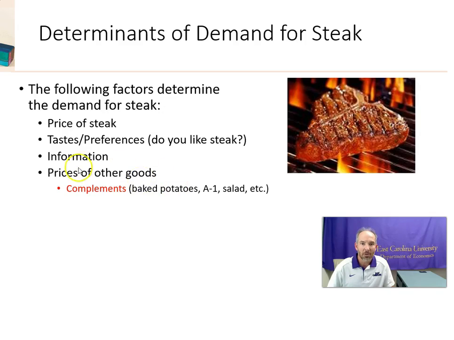Goods that we consume with steak are called complements. Goods that are consumed in place of steak are called substitutes. We also consider our income to be held constant when we sketch this demand for steak. We also hold the price of other goods constant when we sketch a demand curve for steak. Taste and preferences are held constant when we sketch a demand curve for steak.